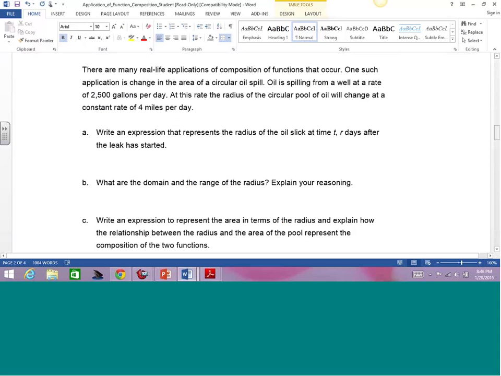So now we're talking function notation here. We're not talking y equals. I want function notation. We're using variables t and r. And what do you already know about the radius? I know it's spreading 4 miles per day.